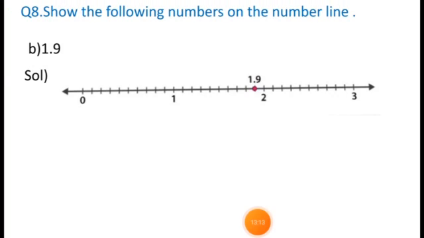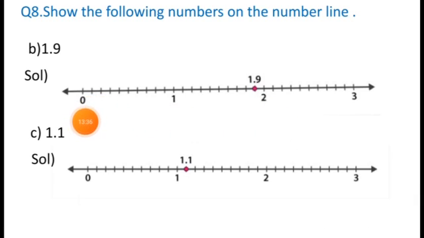Now come to the question number 8 here. We have to show the following numbers on the number line, that is 1.9. So children, we have already learned for the representation on a number line, what we do, we draw a straight horizontal line and we mark arrow on both of its end side. Then we mark all the whole numbers on this number line at an equal gap, and between the two whole numbers we have done further partition of 10 equal divisions, okay.